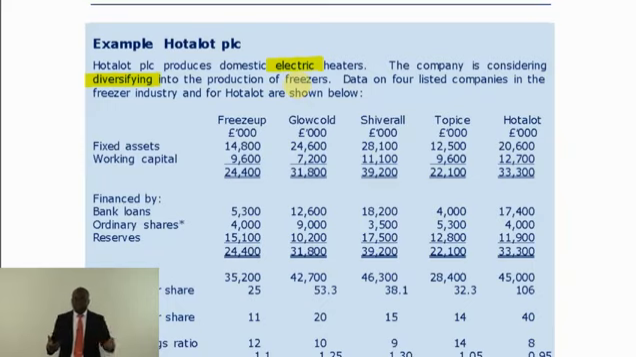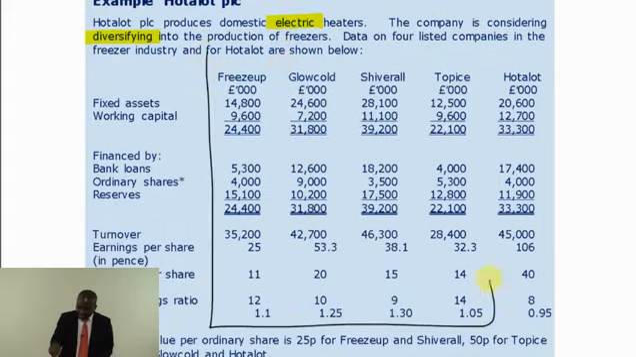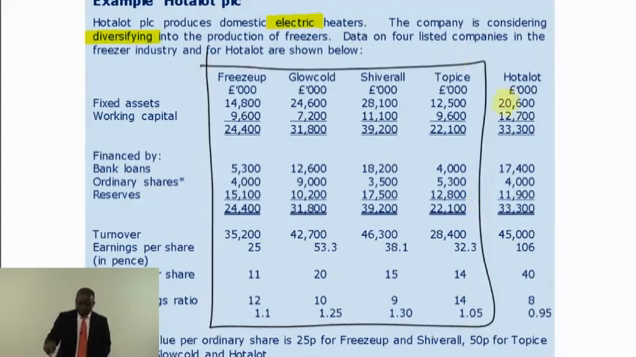Follow the stages. First, you need beta from the industry in which the new project will be undertaken, because you have to chase the business risk in that industry. Ideally, you need the industry average. According to the question, these 4 companies are in the freezer industry. Hot a lot is not there, so leave it out first. These 4 are in the freezer industry. Therefore, I will need their betas. So I will pick their betas.